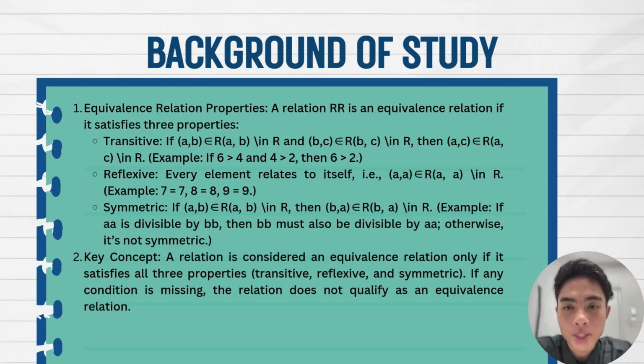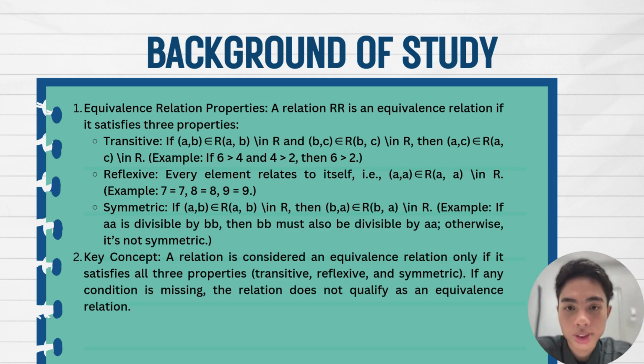is greater than 2. Properties number 2 is reflexive. Every element relates to itself, meaning (a,a) is in R. For example, 7 equals to 7, 8 equals to 8, and 9 equals to 9. Properties number 3 is symmetry. If (a,b) is in R, then (b,a) is in R. For example, if A is divisible by B, then B must also be divisible by A. Otherwise, it's not symmetric.